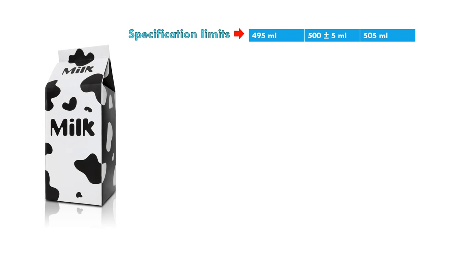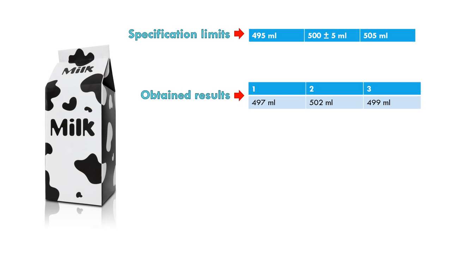In this example, these are our specification limits, and these are our real data of the process. We got 497, 502, and 499 milliliters. These real data are between the specification limits and even have their own limits, which are called the real limits.